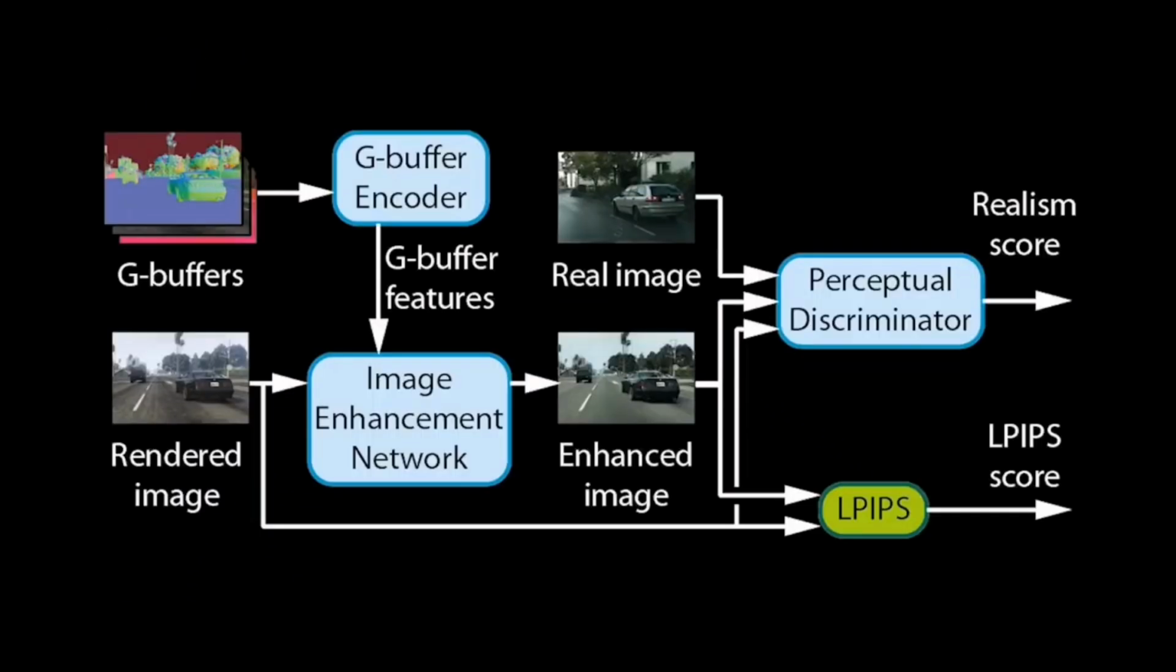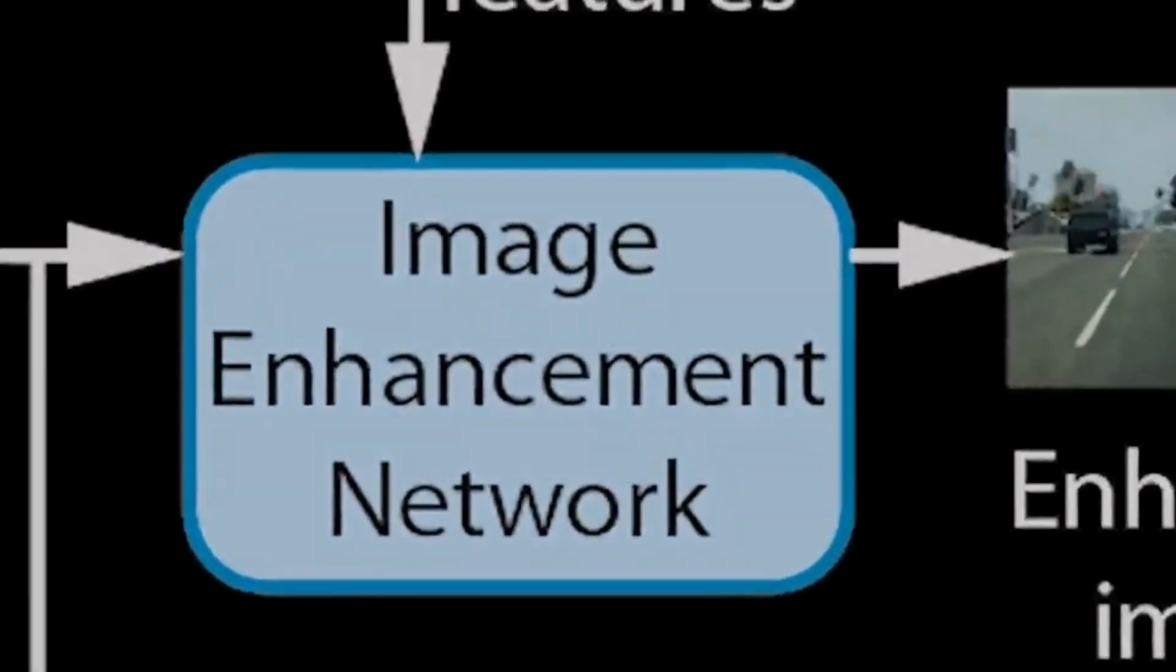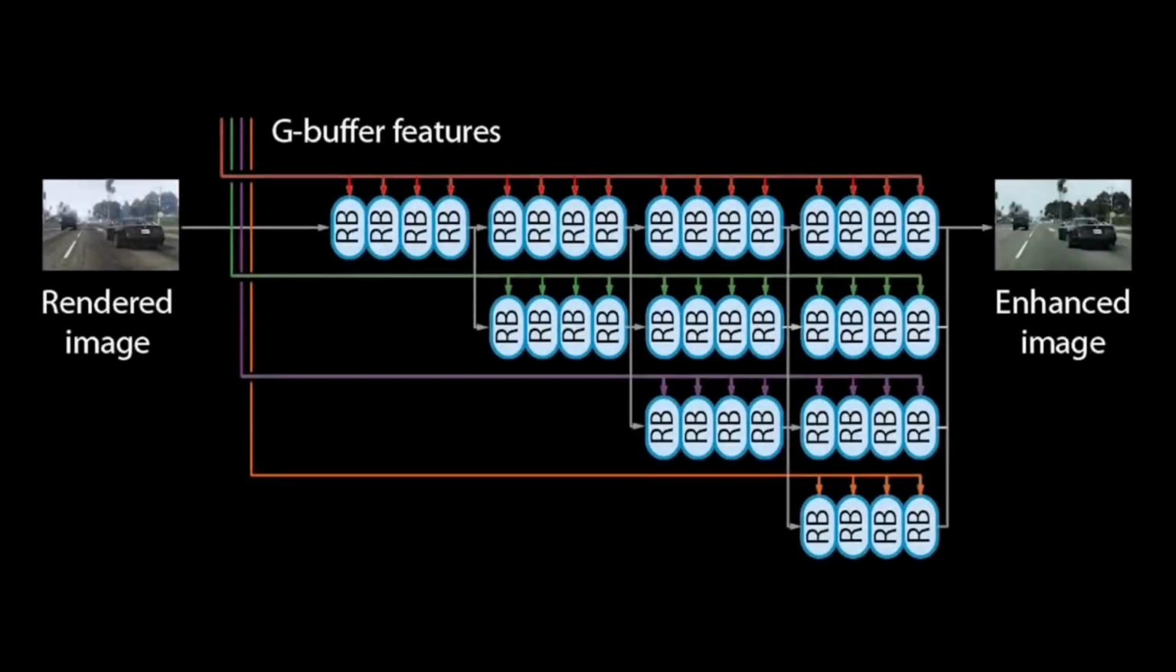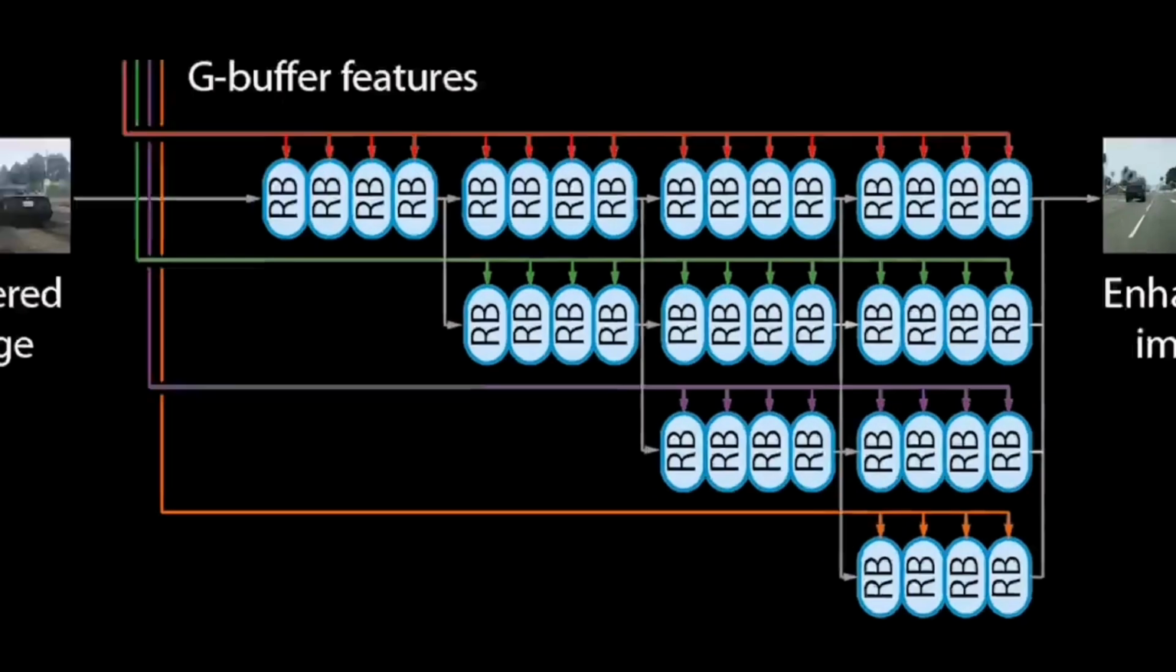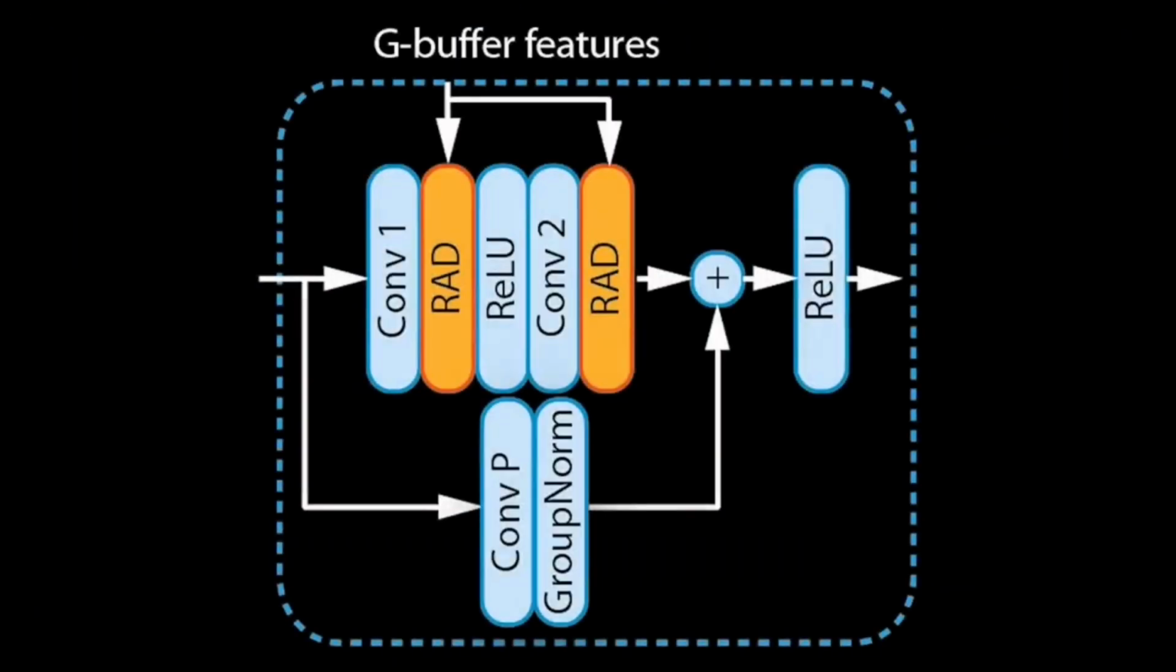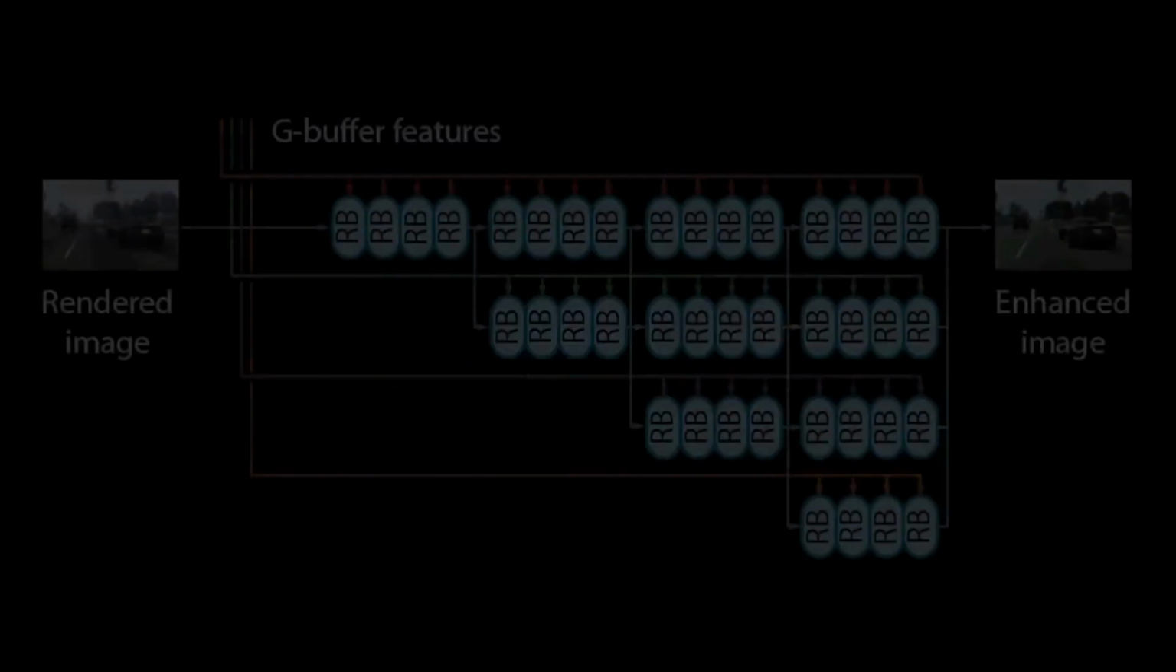Let us now look at the image enhancement network to see what we can do with these multi-scale tensors. The enhancement network is based on HRNet, which processes images at multiple scales in parallel. Each scale of the feature tensors matches a scale in the network. The network consists of many residual blocks at each scale. Within the residual blocks, we replace the batch normalization layers with our own rendering-aware denormalization blocks, or RAD for short. The RAD layers modulate features based on the rendering information in the GBuffer feature tensors. For more details, we refer to our paper.